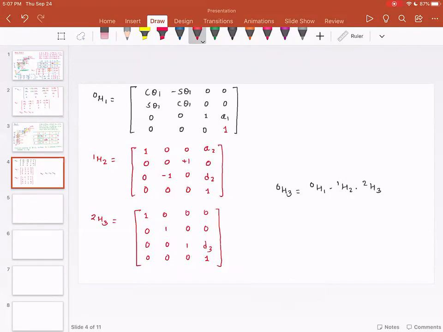Any questions on the DH parameter technique? Going once? Going twice? No questions? So what do you think? Is the DH parameter technique simpler than the technique that we discussed earlier? I'm looking at the chat window.